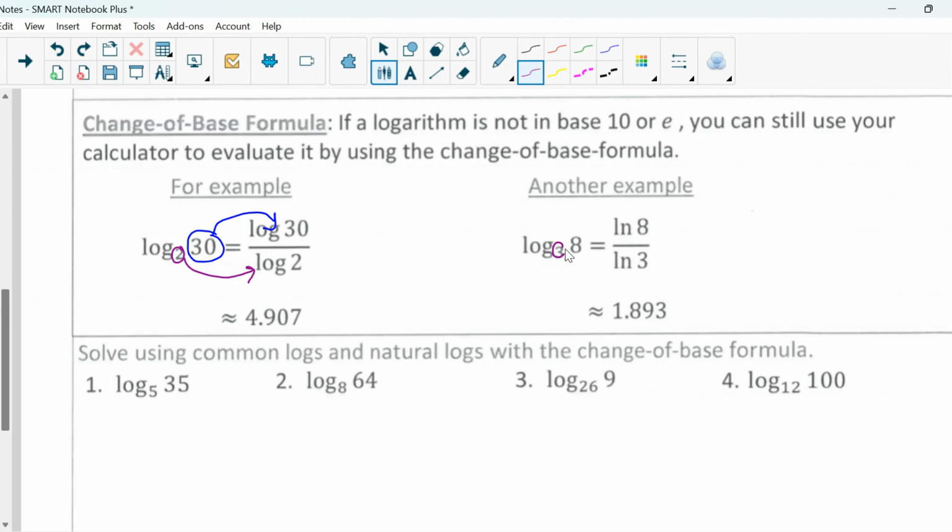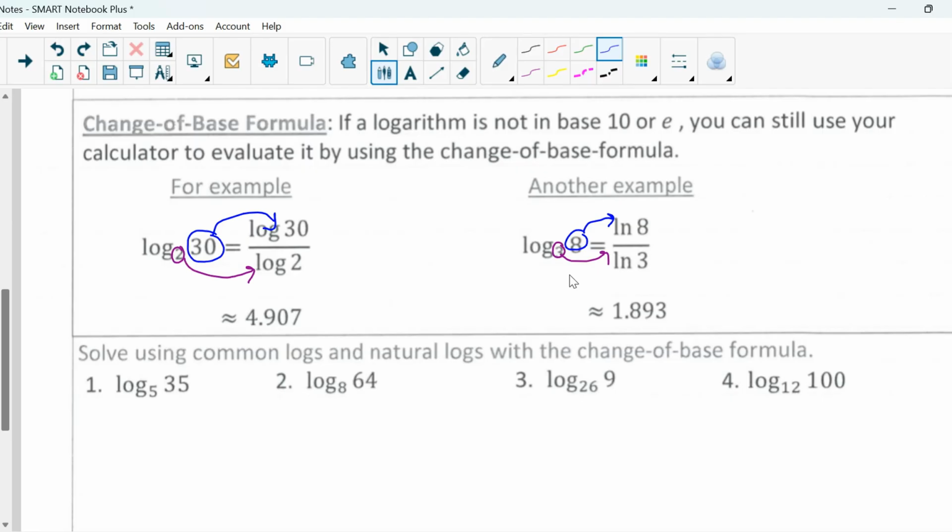Same works with the natural log. Base goes in the denominator. The number you are taking the log of goes in the numerator. Okay? It doesn't matter whether you use the common log or the natural log. They both do the same exact thing.